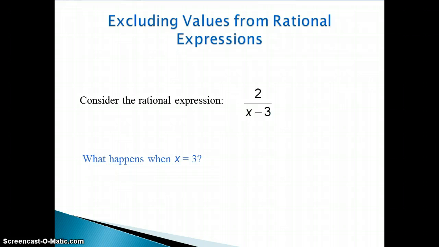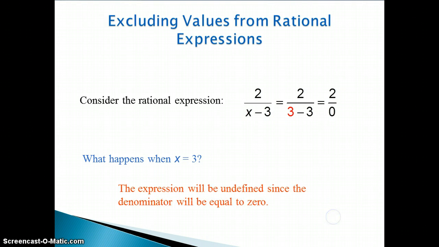Consider the rational expression 2 divided by x minus 3. What happens when x is equal to 3? Well, if we replace the x with 3 and perform that subtraction, then we get 0 in the denominator. And if we have 0 in the denominator, that means that expression is undefined. So the expression will be undefined since the denominator will be equal to 0.